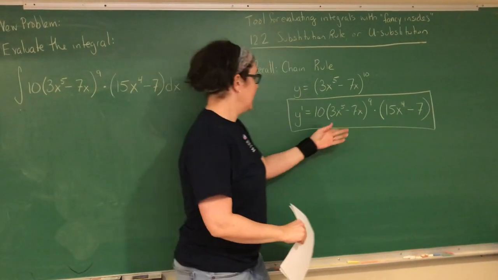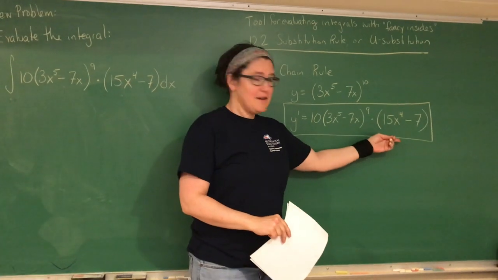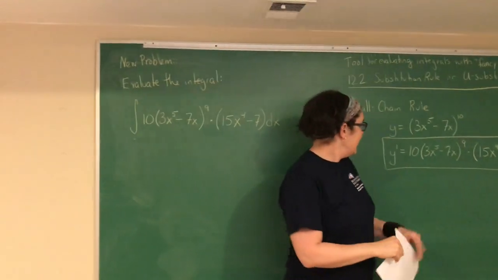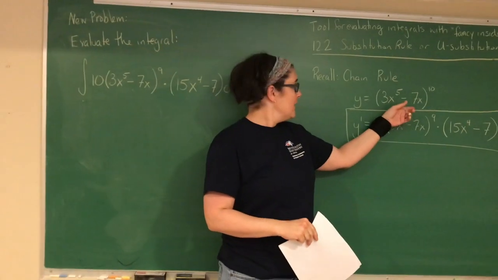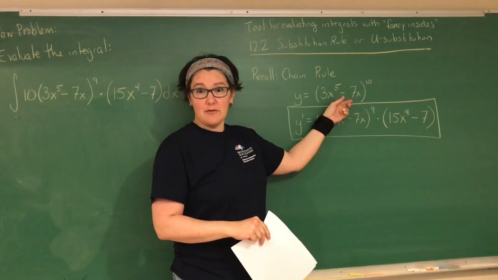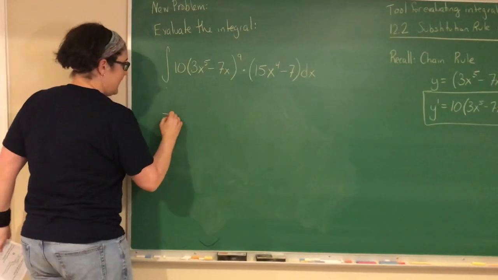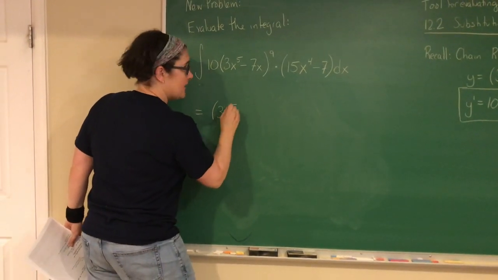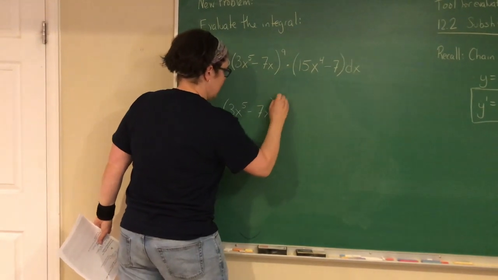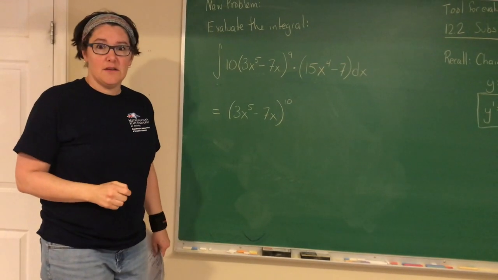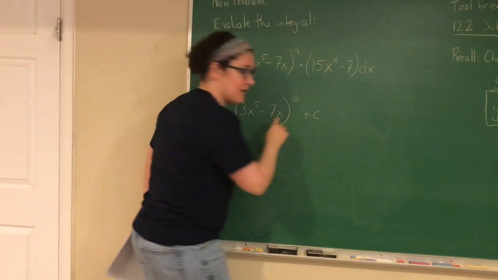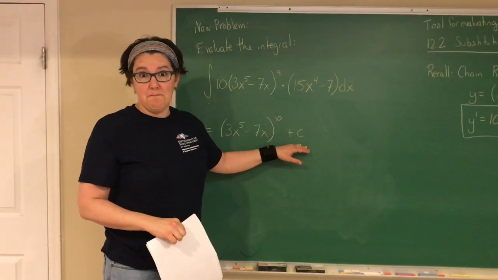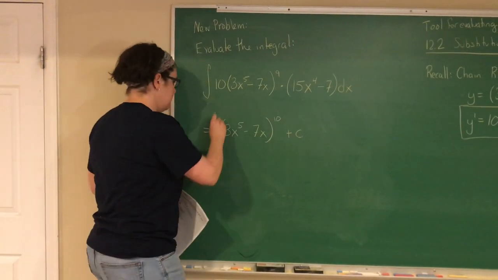Oh, look, check this out. This derivative right here is exactly the expression that's in our integral. So because of that, this derivative came from 3x to the 5th minus 7x raised to the 10th. So our antiderivative of all this stuff is 3x to the 5th minus 7x all raised to the 10th. Oh, I also need to add on a plus c because maybe there was a constant on the original function that when we took the derivative it went away. Awesome, great.